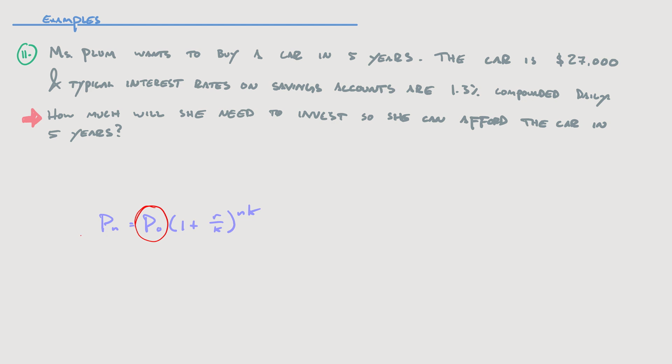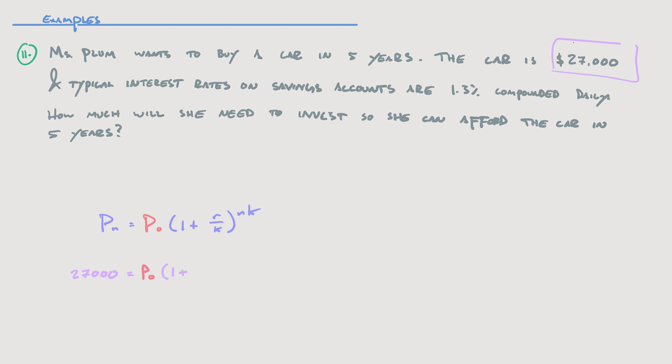But we do know this, for example, right? The car costs $27,000. That's the goal for this. So what we're trying to figure out in this one is how much should be invested to get $27,000 given that we only have a 5-year time frame.